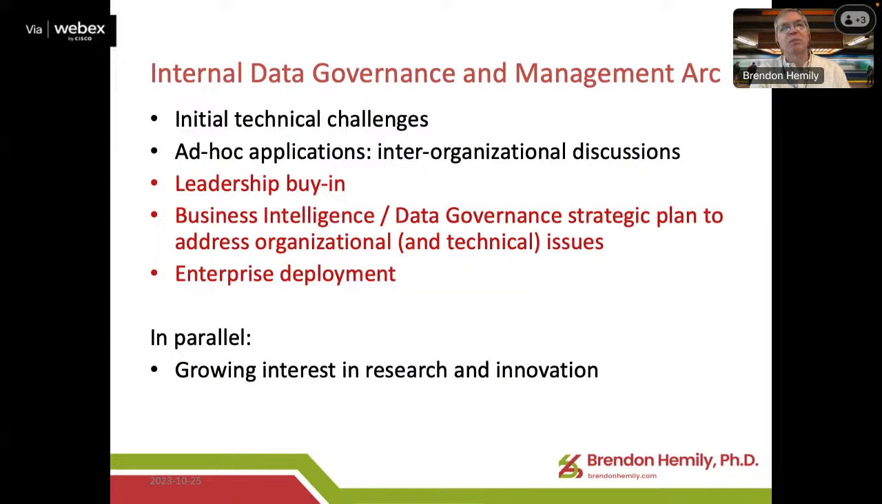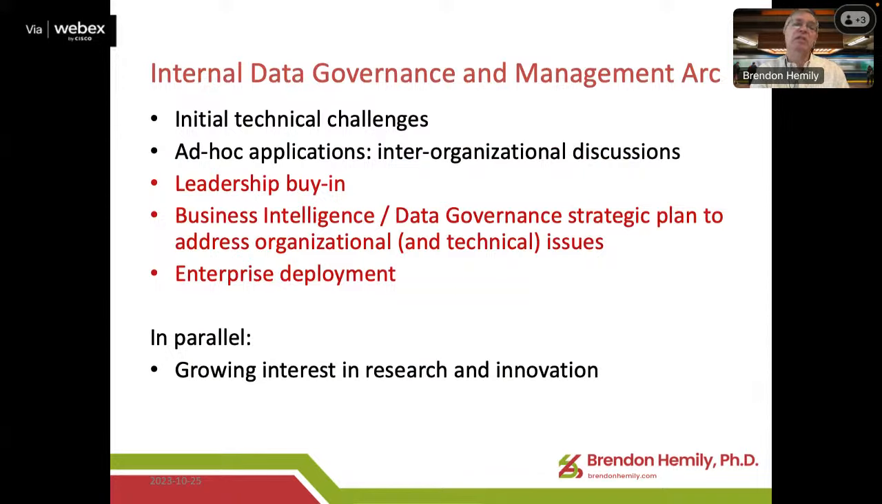But over time, as there's a multiplication of these discussions, it has to eventually lead to, to be successful, leadership buy-in. That's where there's a growing recognition by senior management and policy boards that this is really valuable stuff. And eventually that leads to, okay, if that's the case, we're not going to tackle this each time, starting all over the discussions. We really need to have a plan, a framework, a business intelligence and data governance strategic plan to address organizational and technical issues.